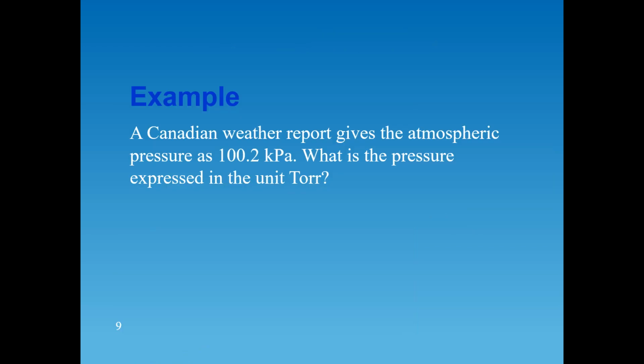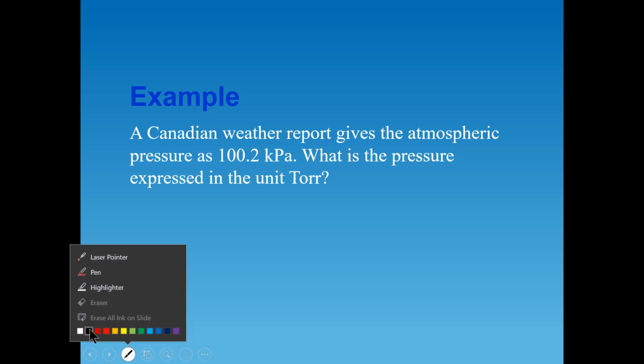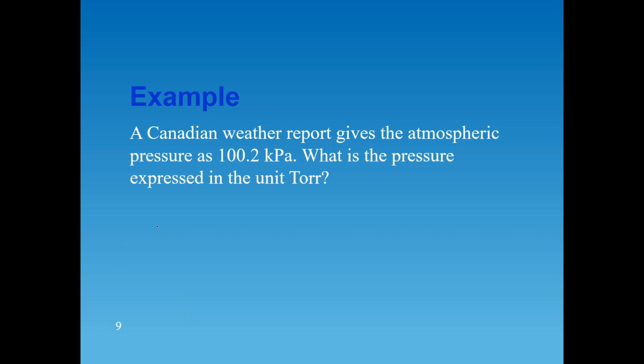All right, so the next slide is a simple question. It says that a Canadian weather report gives the atmospheric pressure as 100.2 kilopascals. So the question is asking, what is the pressure expressed in the torr unit? And this is very simple. It's a simple unit conversion problem. So let me go to my pen function here. So basically, I'm going to start off with 100.2 kilopascals. And I have to multiply by a conversion factor, which relates the kilopascal unit to the torr unit.